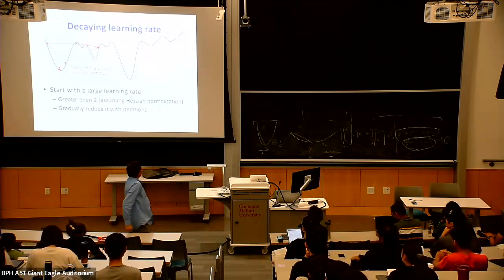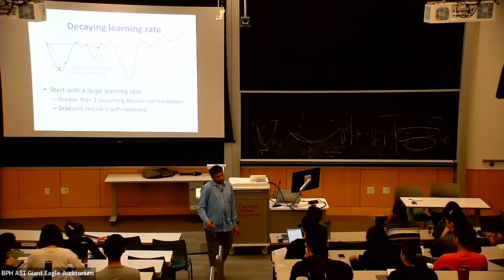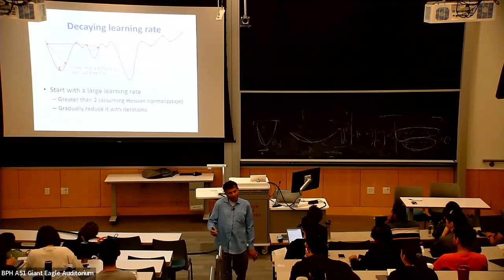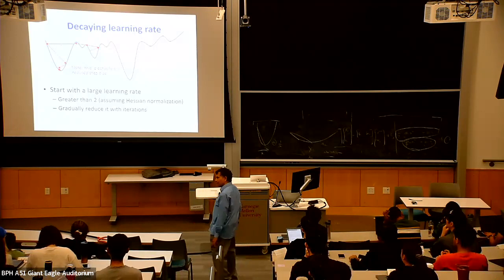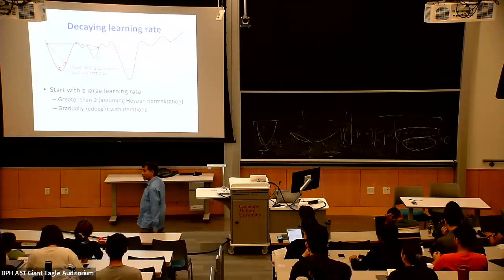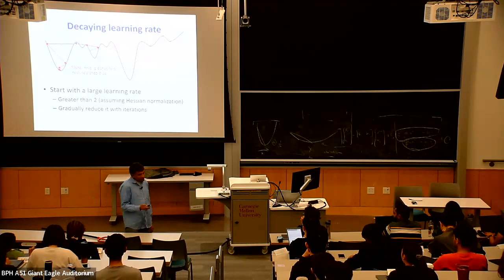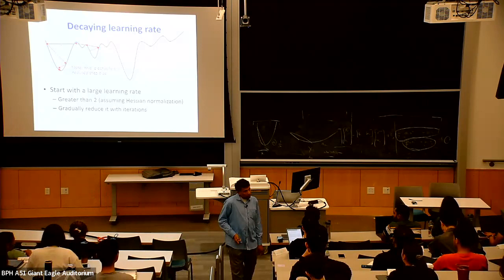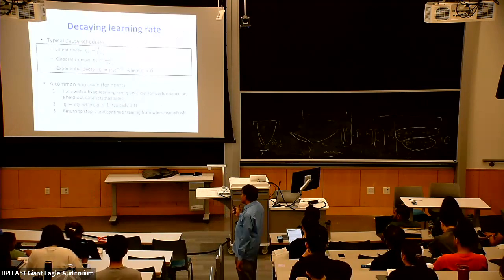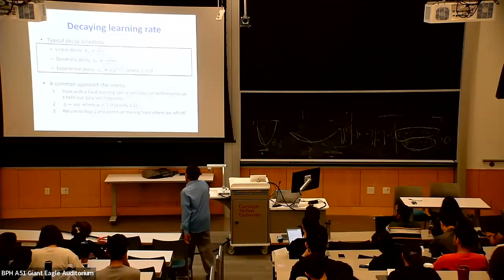And so our requirement is that we want to start with a large learning rate, greater than 2 if I'm Hessian normalizing, otherwise 2 times the inverse of the smallest eigenvalue of the Hessian, and then gradually reduce it with iterations. Now if you're doing your homework, this is basically what you're doing. Your learning rate is decreasing with iterations because it actually allows you to step out of local minima and get to a global or something which is a better minimum. Right? And there are many plans for how you can keep decreasing your step sizes.